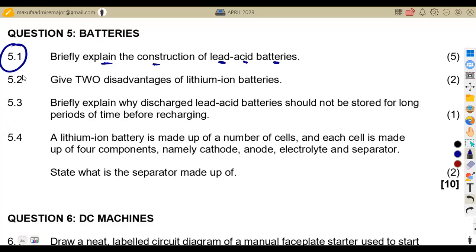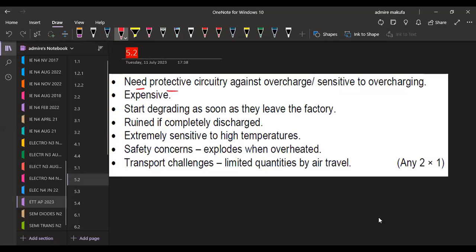5.2, give 2 disadvantages of lithium-ion batteries. What are the disadvantages, I mean, of this lithium battery in this case? All right, so we have some of the disadvantages being expensive and so forth. It also needs protective circuitry against overcharging, since it is sensitive to overcharging.